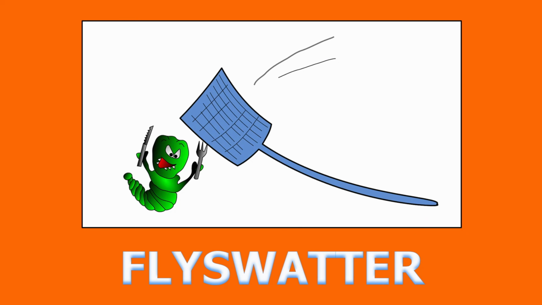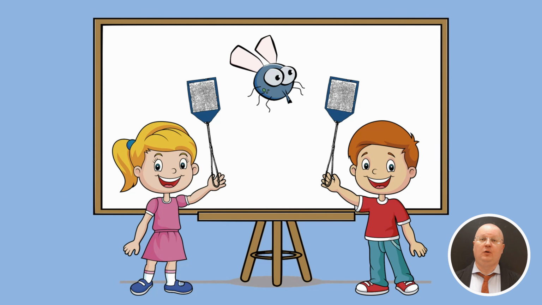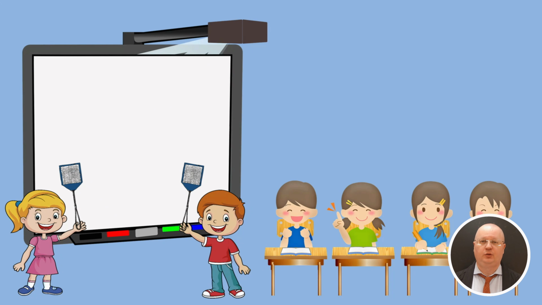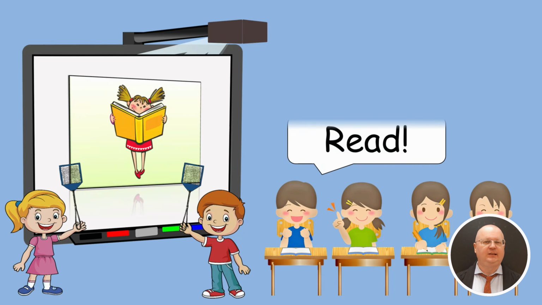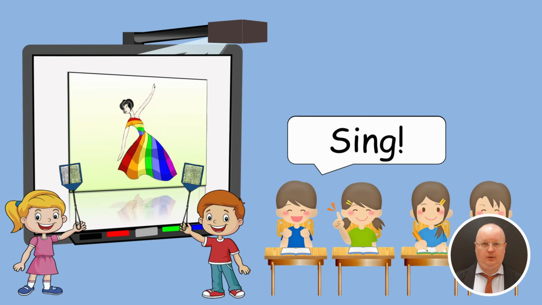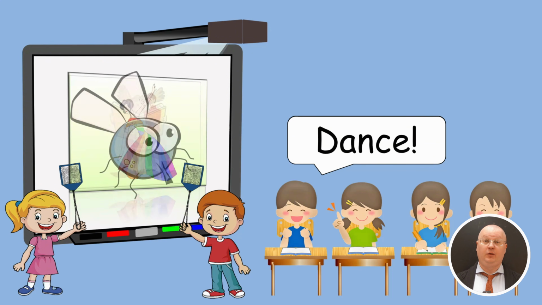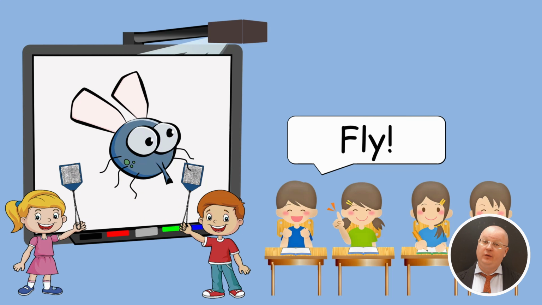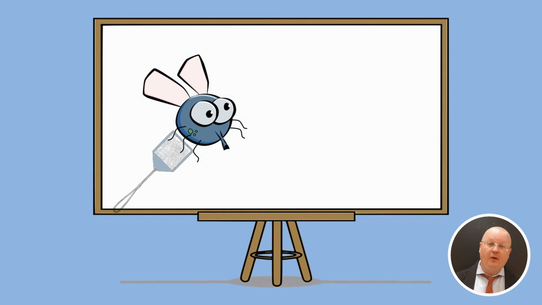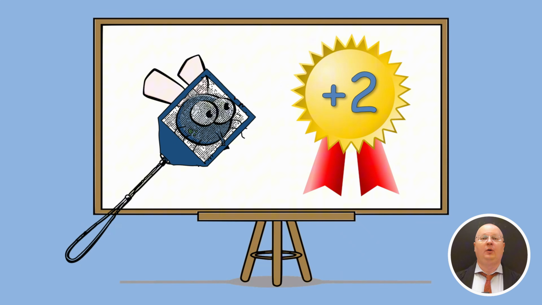Fly swatter. Draw a fly on the board and show the slides. One student from each team stands in front of the board with a fly swatter. They cannot see the screen. Display the target vocabulary. Students say the words aloud. When they see a fly, they shout, "Fly!" The first to hit the fly earns 2 points for their team.